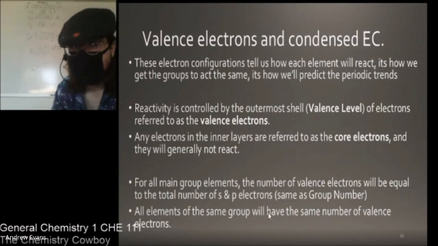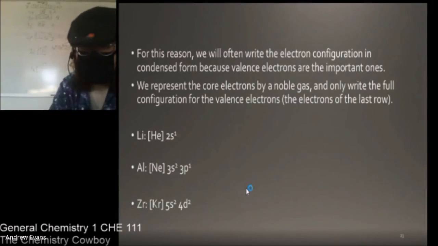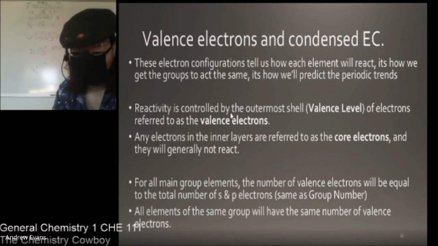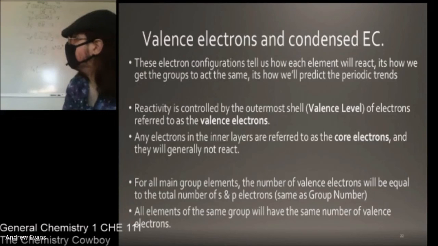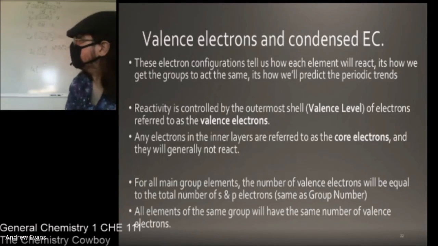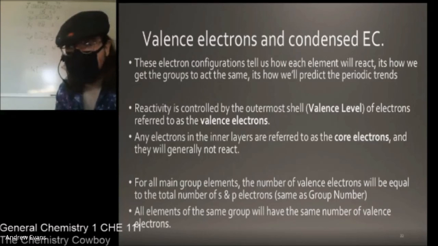So we will end on this slide. I will briefly just look at this, and then we'll begin next class on the next slide. Now, the most important thing here is the valence electrons, and we'll get to this a little bit more next chapter, but these electron configurations will tell us how atoms react, and it's how we predict the trends. The reactivity is controlled by the outermost shell, the valence level. The outermost shell is the valence level, and those electrons are the valence electrons.